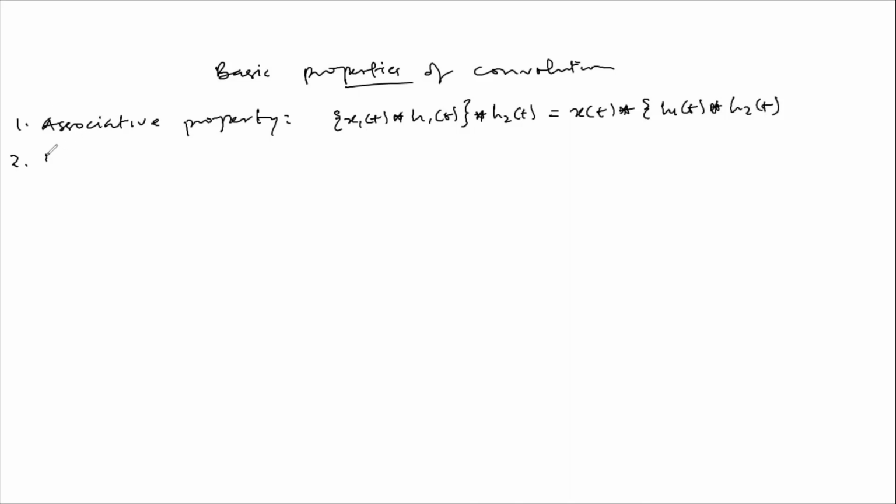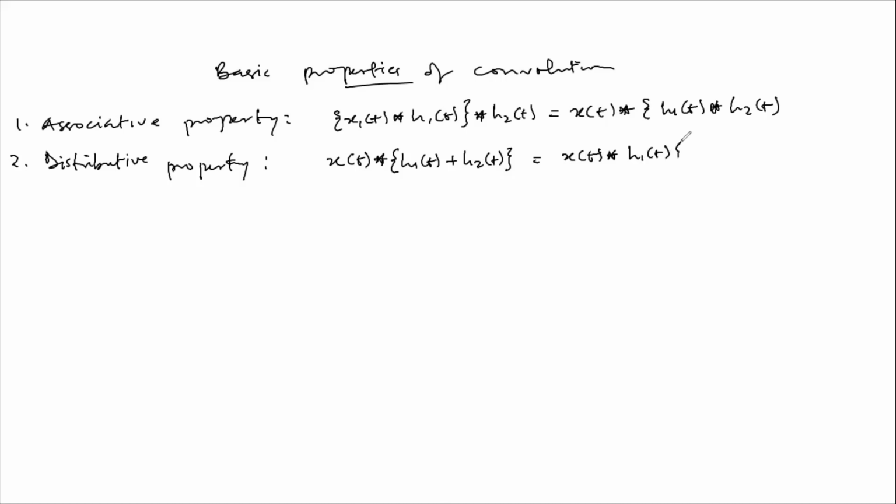The second property is distributive. In this case, we have S of t convolving with the sum of H1 of t plus H2 of t to be the same as S of t convolving with H1 of t plus S of t convolving with H2 of t.